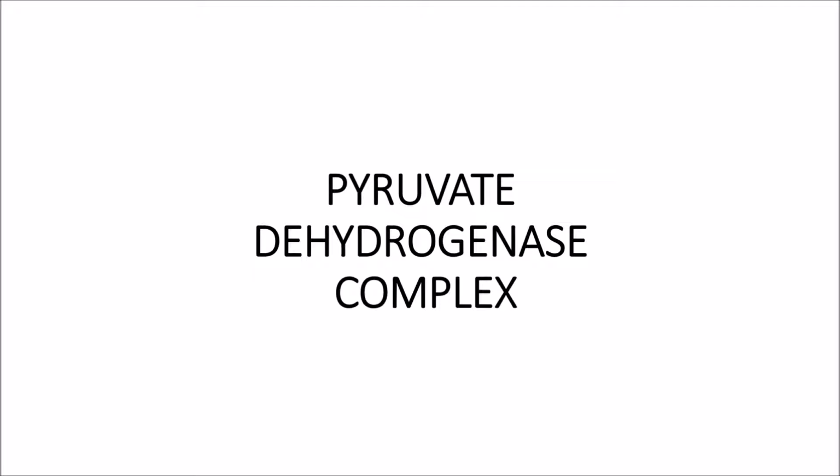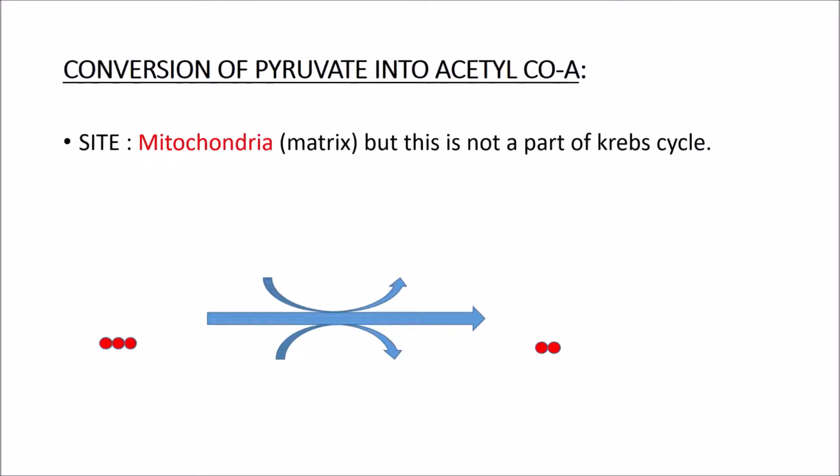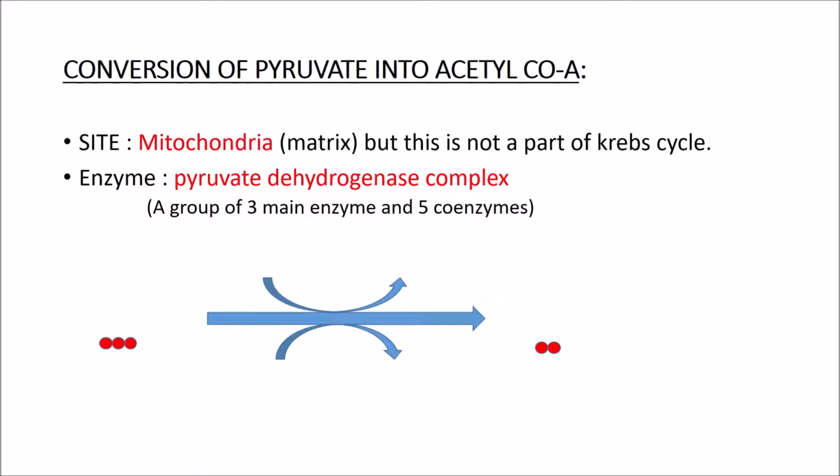The pyruvate dehydrogenase complex. This is a group of enzymes and coenzymes which work on pyruvate to convert it into acetyl CoA. The site of this reaction is the matrix of mitochondria. But the point to be noted here is that this is not a part of the Krebs cycle, and the enzyme which helps in this conversion is the pyruvate dehydrogenase complex, which is actually a group of 3 main enzymes and 5 coenzymes.